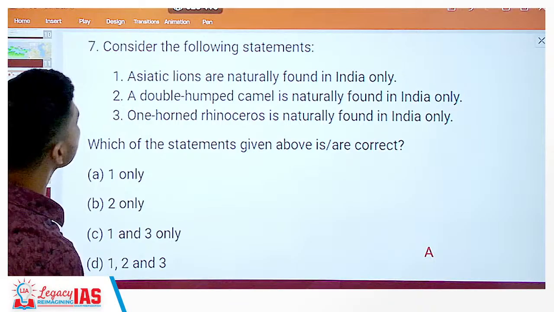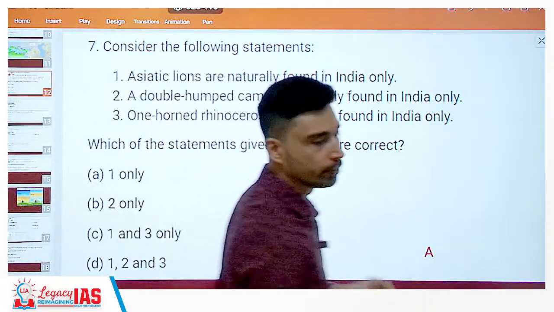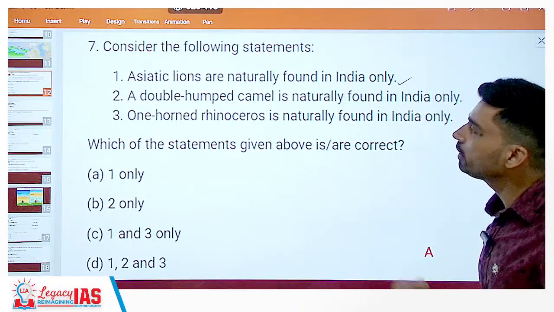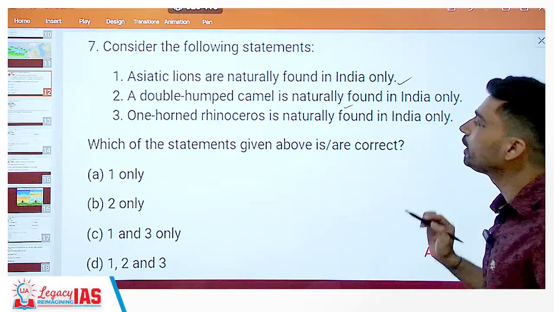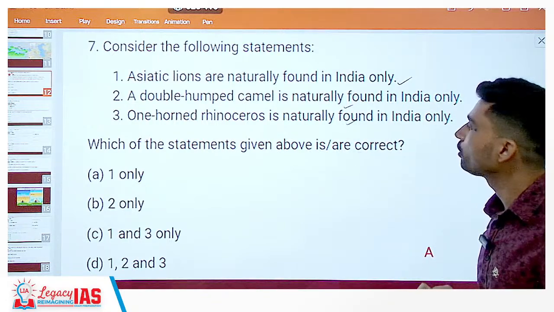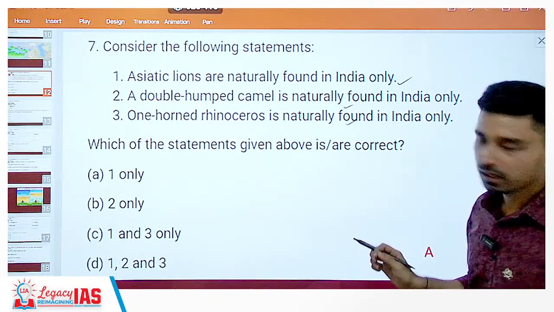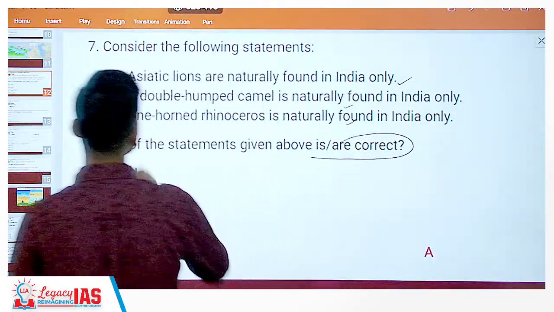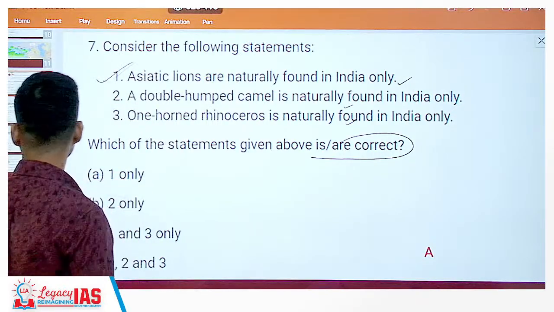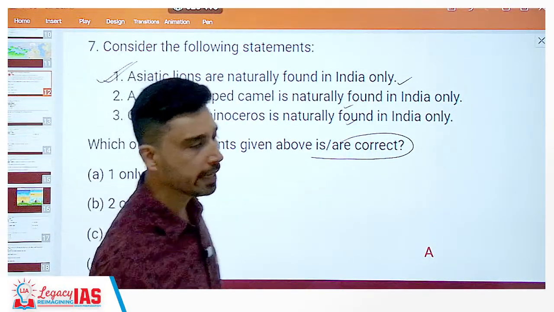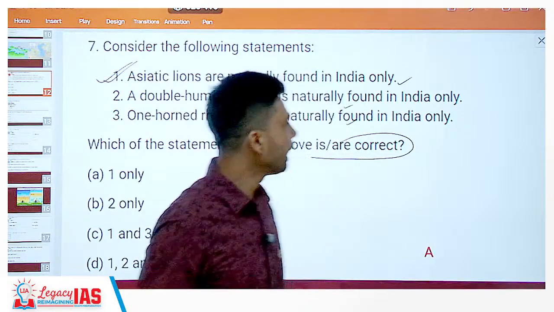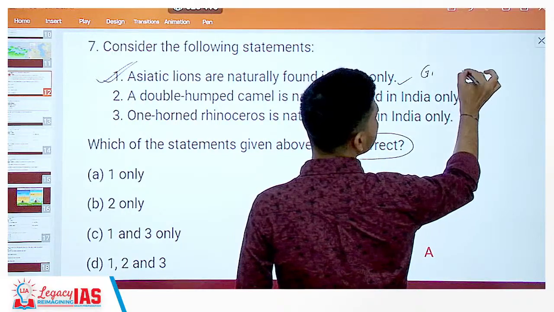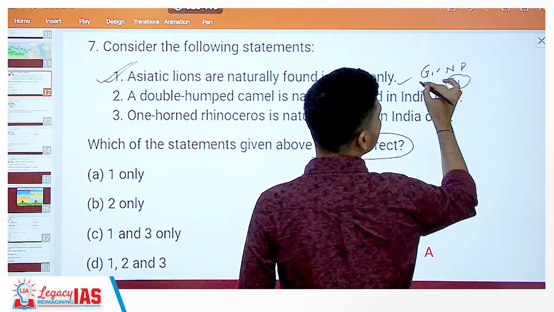Next we have the 7th question, which asks about wildlife, where 3 statements are given. First, Asiatic lions are naturally found in India only. Second, a double-humped camel is naturally found in India only. Third, one-horned rhinoceros is naturally found in India only. Which of the statements given above are correct? So, Asiatic lion, this is obviously a correct statement. There is no other place where you can find Asiatic lions naturally. It is found in India, and in India it is found in only one place that you might know about, that is Gir National Park in the state of Gujarat.